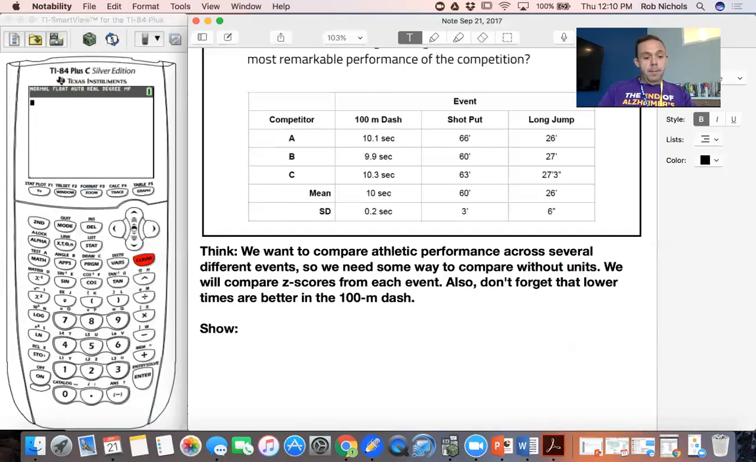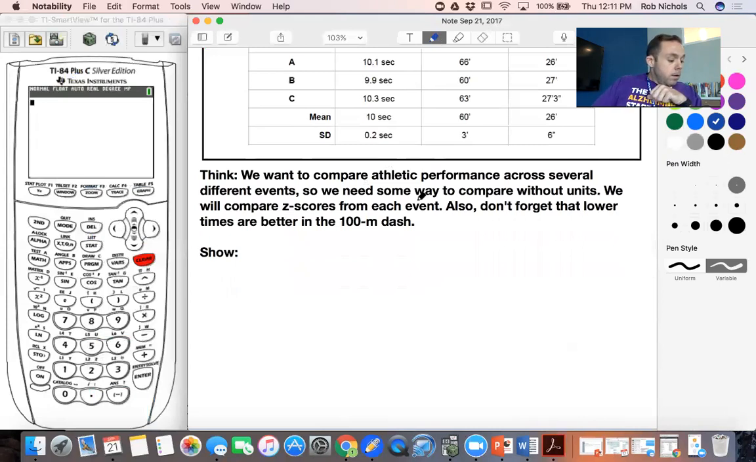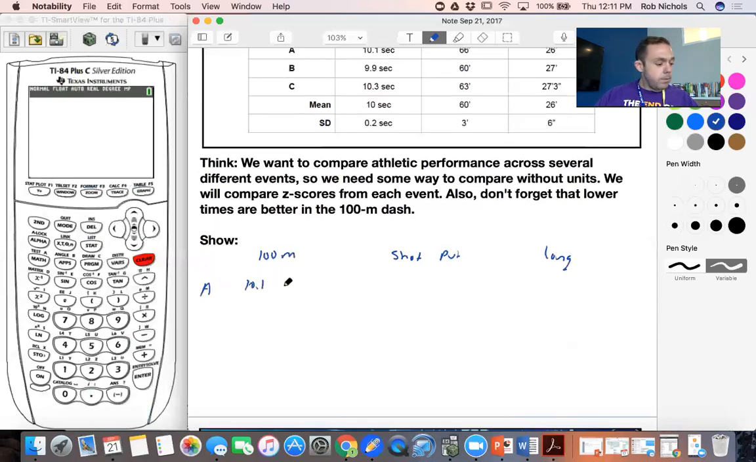Okay, now we're going on to our show step, and that's where we calculate. So we need to find z-scores. We're going to first find them for the 100-meter dash, then for the shot put, and then for the long jump. Here's A. For A, they got a 10.1 in the 100-meter dash minus the mean of 10 divided by the standard deviation of 0.2. And I get 0.5, but remember, it's reversed, so we want negative 0.5. So it's actually below the mean because it's reversed. For competitor B, they did 9.9 minus 10 over 0.2, and I'm going to change the sign when I get that answer, and I get 0.5. And then for competitor C, they got a 10.3 minus 10 divided by 0.2, which equals negative 1.5.